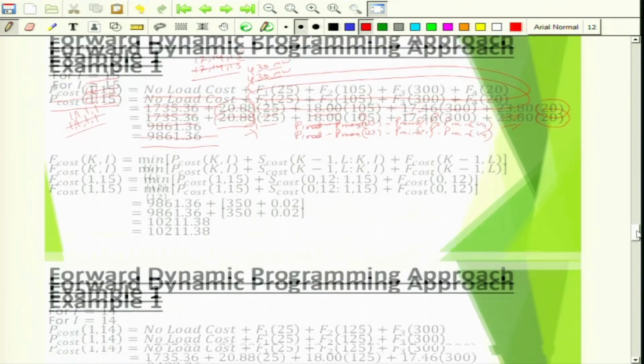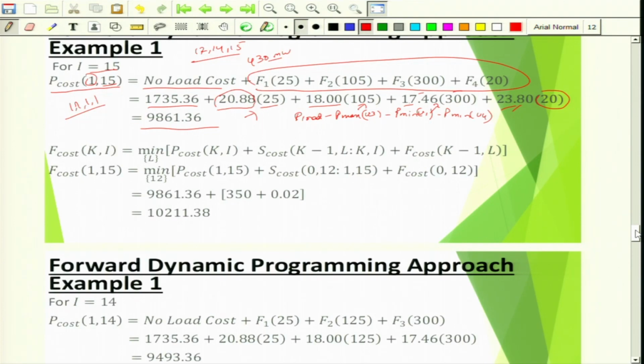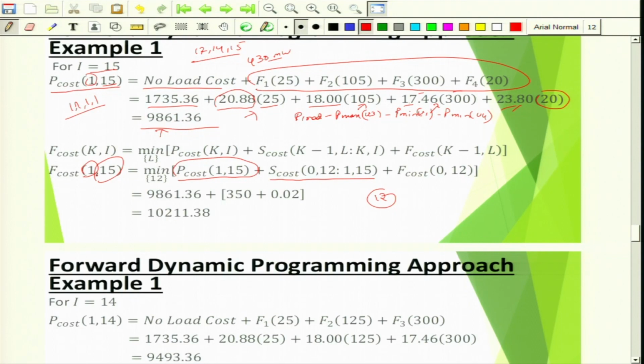Now what is the total fuel cost? This is not just a total fuel cost, this is just the production cost to meet the load demand. The fuel cost of the first interval for the 15th combination is the production cost, that is what we have calculated here, 9861.36, plus the transition cost. The initial condition suggests that before coming to the first interval, the system was operating with the most economical state, which was identified to be state number 12. Now there is a cost involved to move from state 12 to state 15.